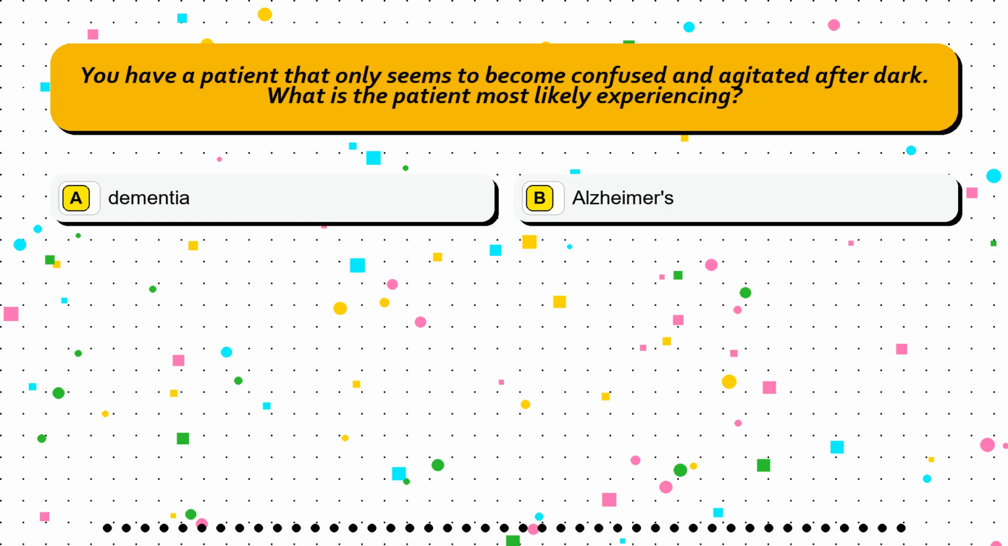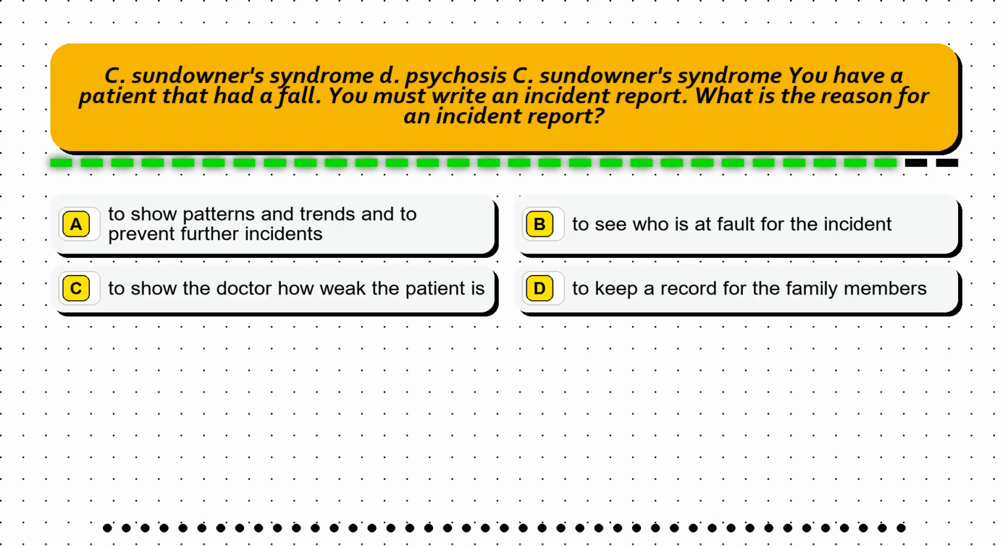Option C, Sundowner's syndrome. Option D, psychosis. The correct answer is option C, Sundowner's syndrome.